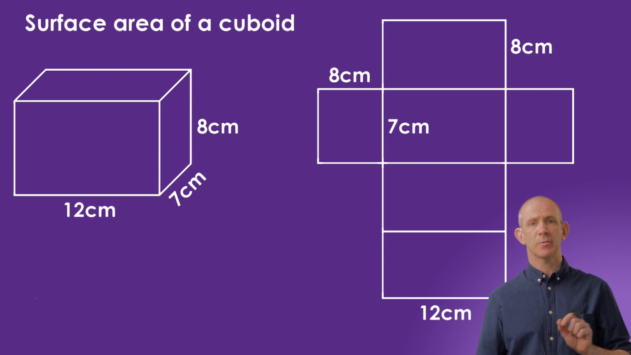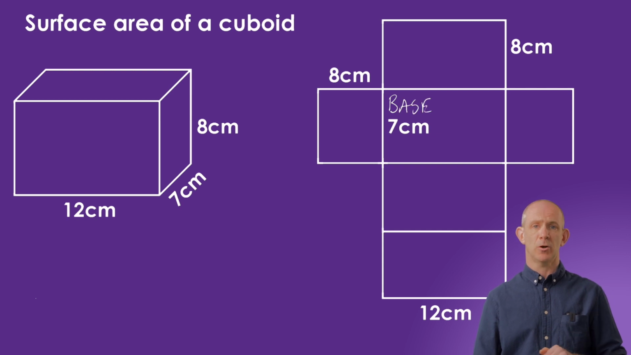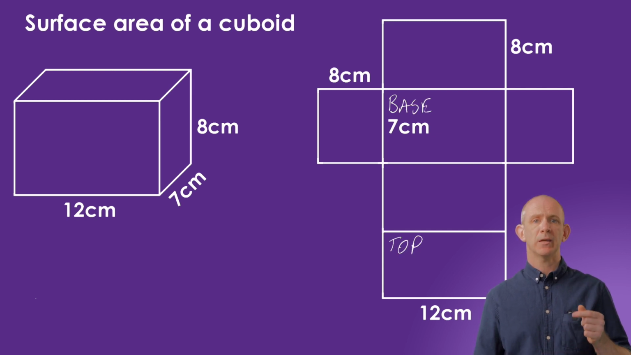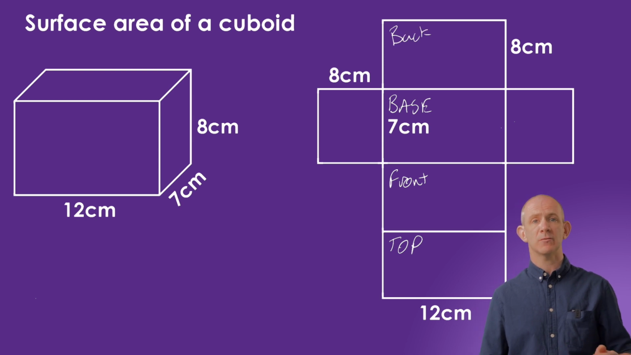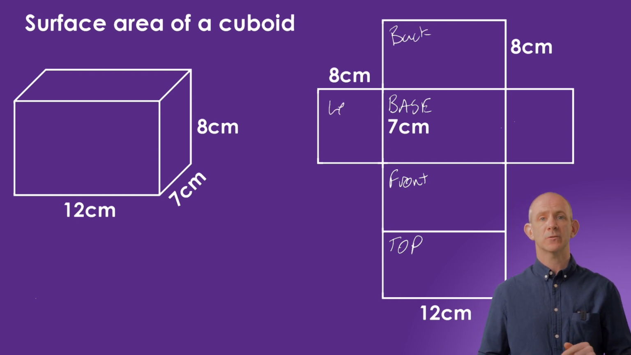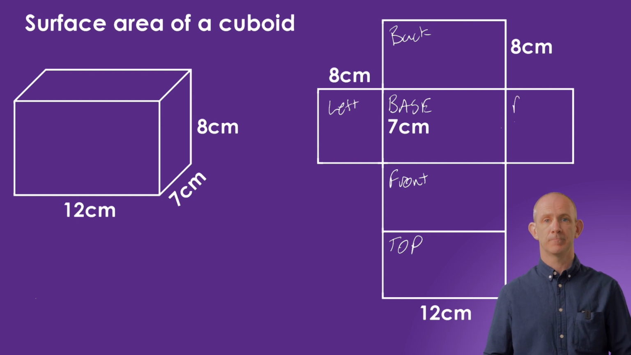The 12 centimeter by 7 centimeter rectangle is the base, and therefore this one must be the top. That would make this one, that is 8 centimeters by 12 centimeters, the front, and the opposite one being the back here. This 8 centimeter by 7 centimeter rectangle will be the left, and the right one will be here.